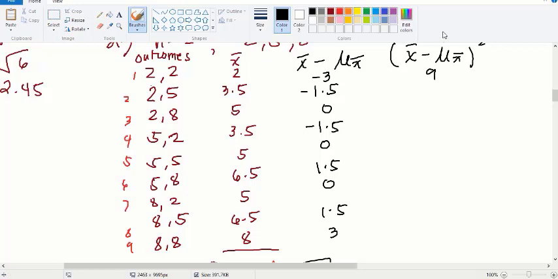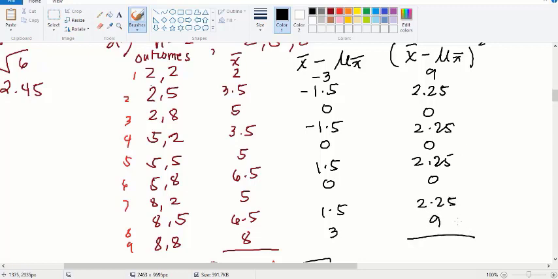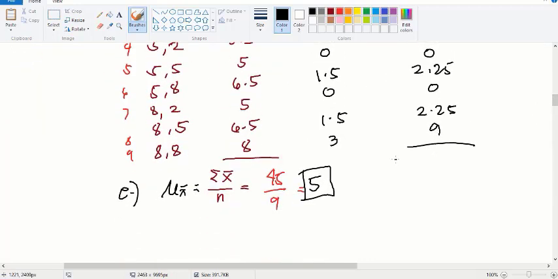1.5 square, 2.25. Okay. And then 0 square, 0 lang yan, 2.25, 0, 2.25, 0, 2.25, and then 9. So, i-add natin 'to ngayon lahat. Okay, let me use my calculator. 9 plus 2.25 plus, okay, wait lang. 2.25 times 4 plus 18. Tama ba? 27. Okay. So, ang ating summation of x mean minus the mean of the sample means is equals to 27. Now, how do you get the variance?